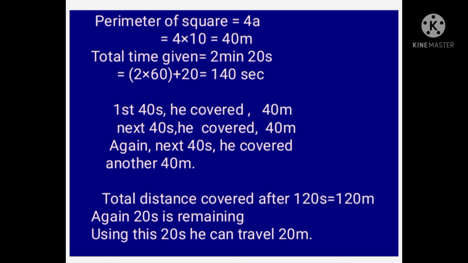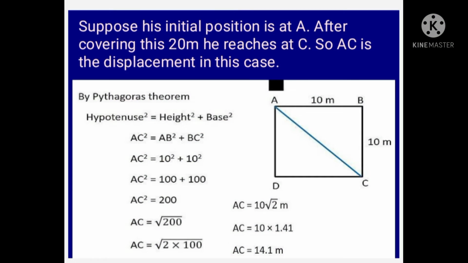So now his position is at C. What is the displacement in this position? You can see that this AC represents the displacement of that person. How can we find out the displacement? This is a right angle triangle, so we can use Pythagoras theorem to find out the displacement, or the length of AC. We apply Pythagoras theorem, we will get root 200.